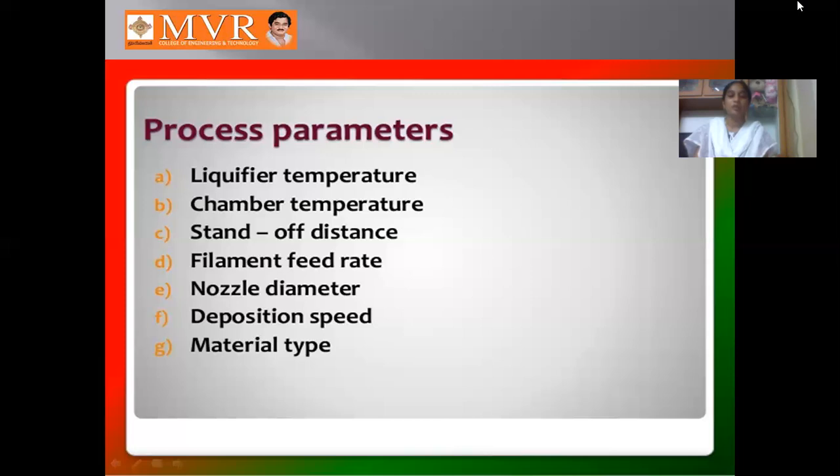Okay, next, deposition speed. Deposition speed is nothing but how much speed we are taking for the material purpose. Like that we will take the deposition speed of the material. Okay, next, material type. Material type is nothing but which material we are taking to support the product. Like that we will mention the material type of the product.